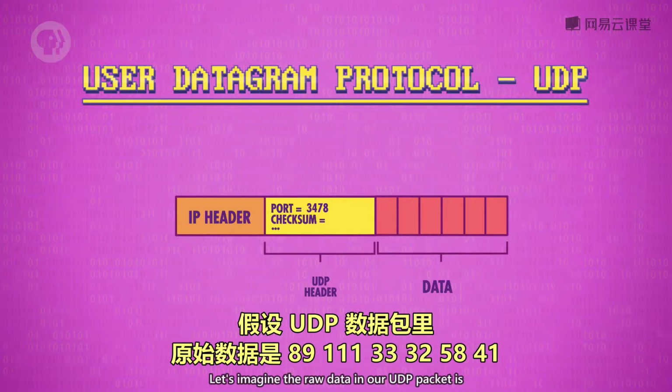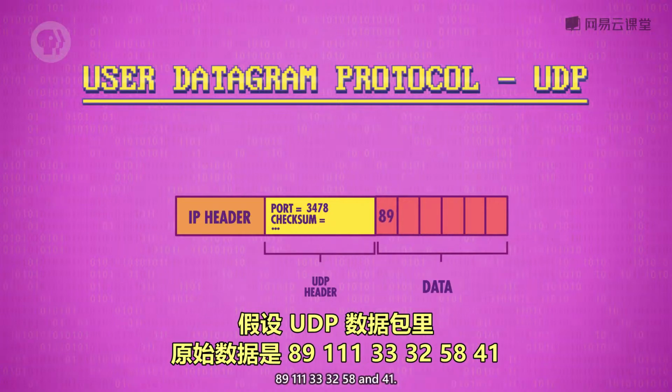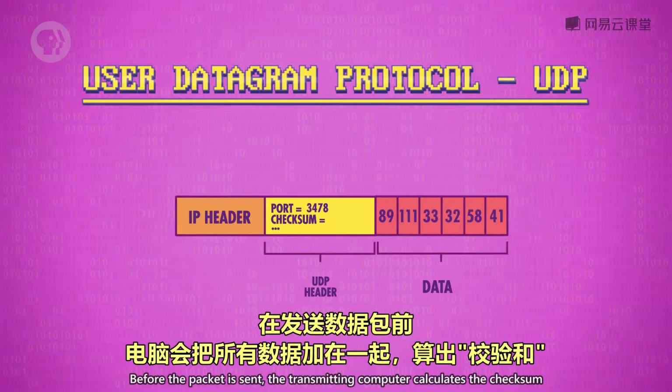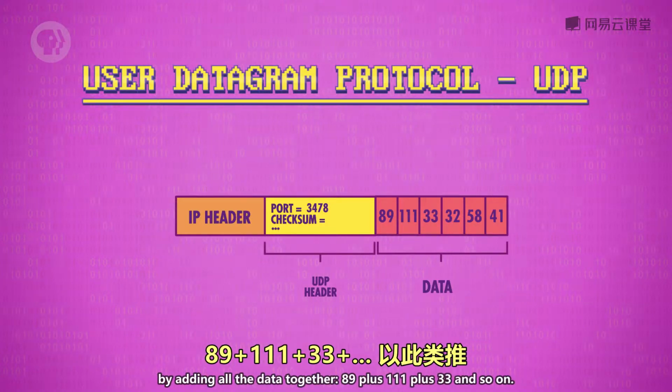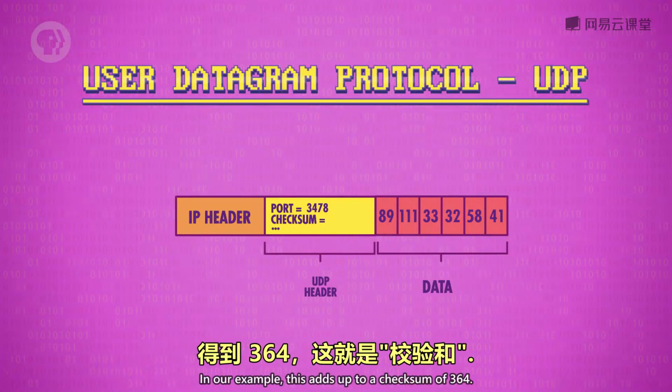Let's imagine the raw data in our UDP packet is 89, 111, 33, 32, 58 and 41. Before the packet is sent, the transmitting computer calculates the checksum by adding all the data together. 89 plus 111 plus 33 and so on. In our example, this adds up to a checksum of 364.